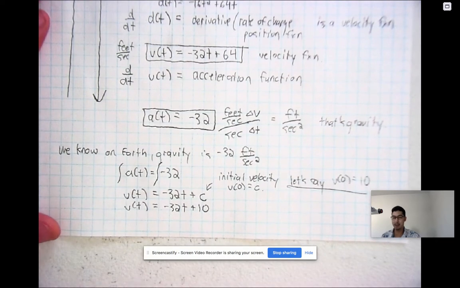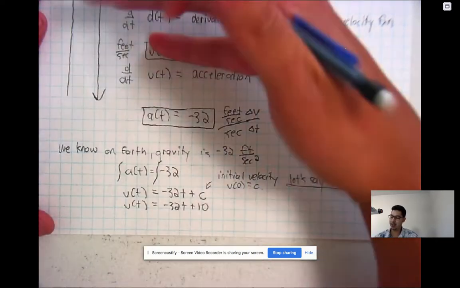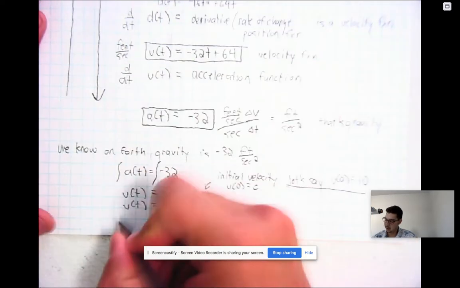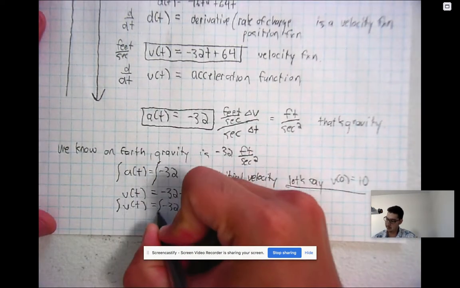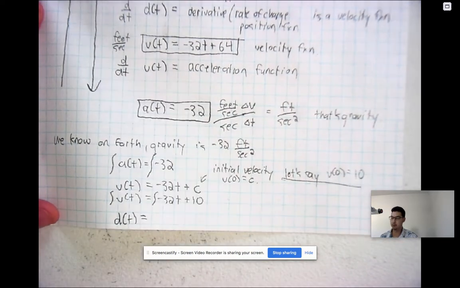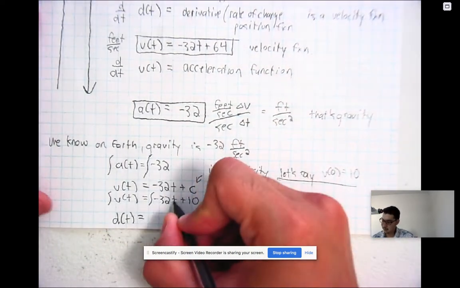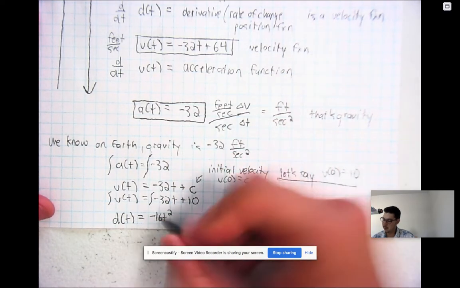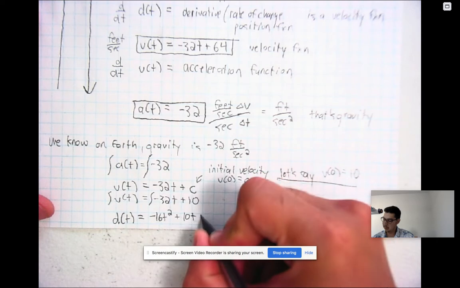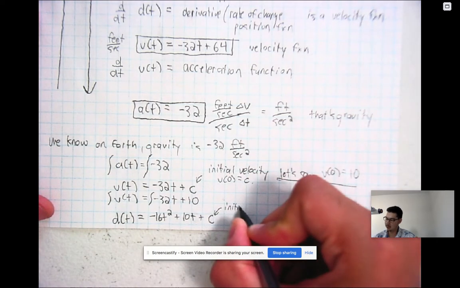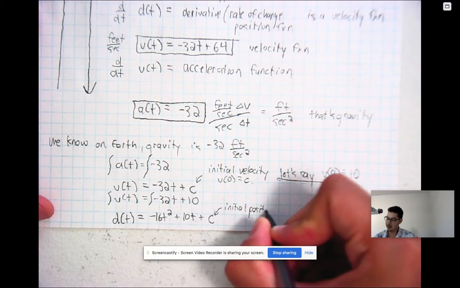Now, if we wanted to find the position function, we work backwards again. So instead of taking the derivative, we take the antiderivative. So the antiderivative of v of t is going to give us the position function d of t, which is negative, t squared over 2, which implies negative 16t squared plus 10t plus c. Well, now that c represents your initial position at d of 0.